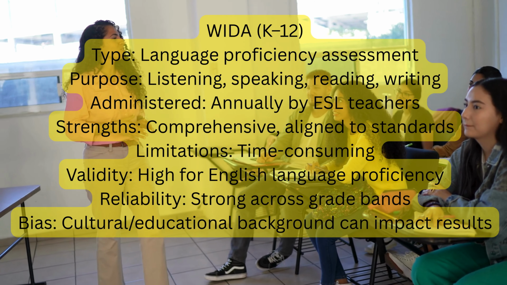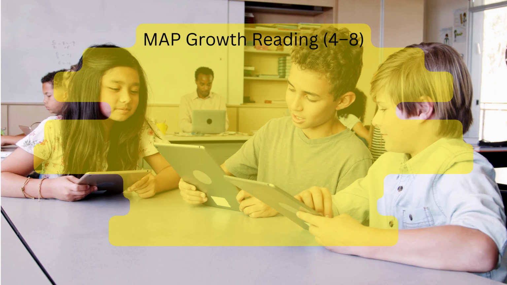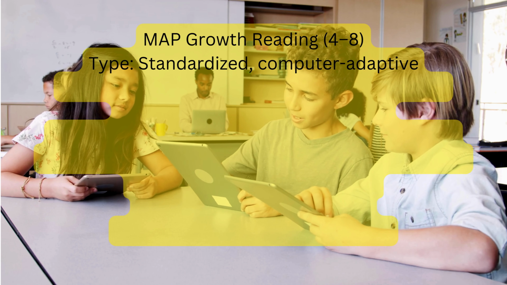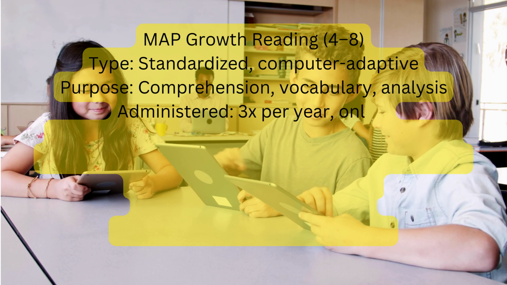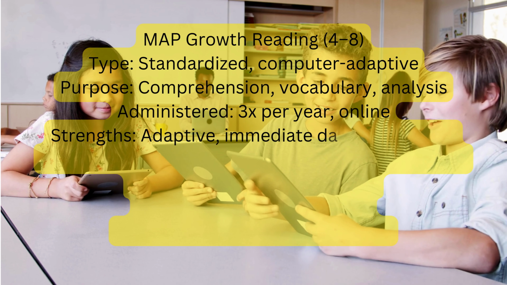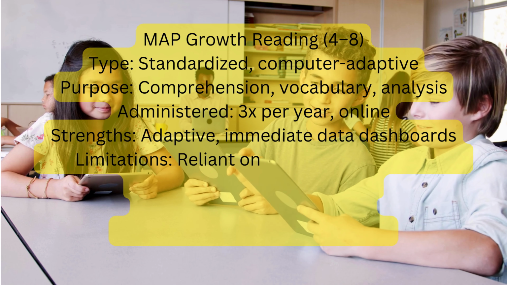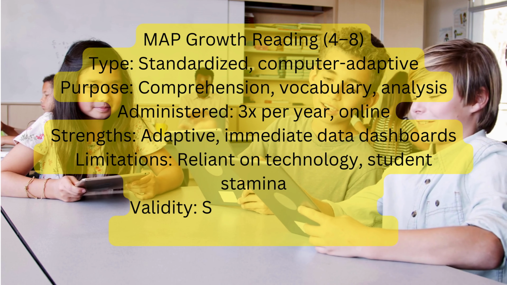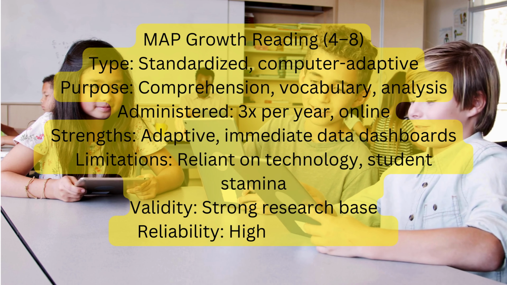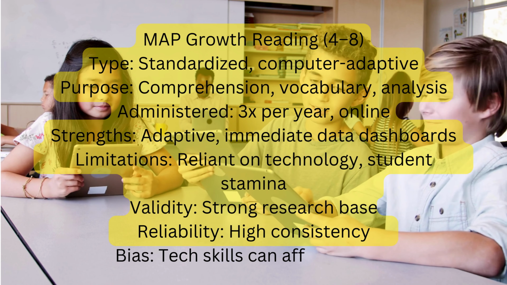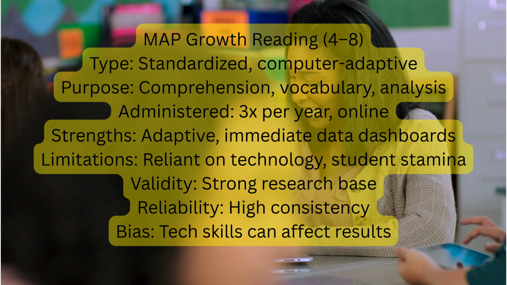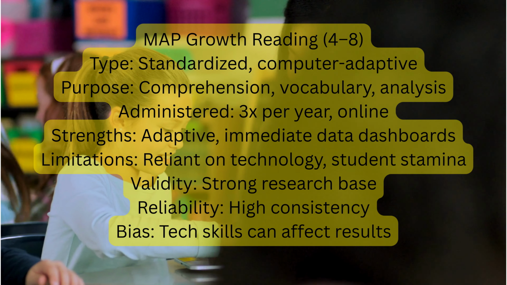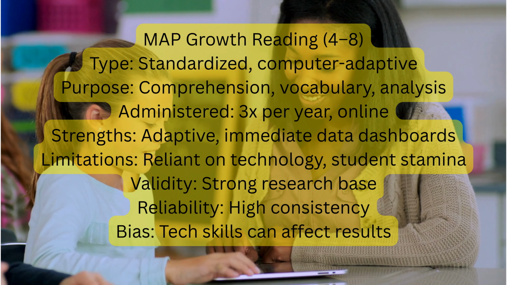The third assessment is MAP Growth Reading, used widely in grades 4 through 8. It is a computer-adapted standardized assessment that measures reading comprehension, vocabulary, and text analysis skills. MAP is administered 3 times a year and provides immediate data dashboards.